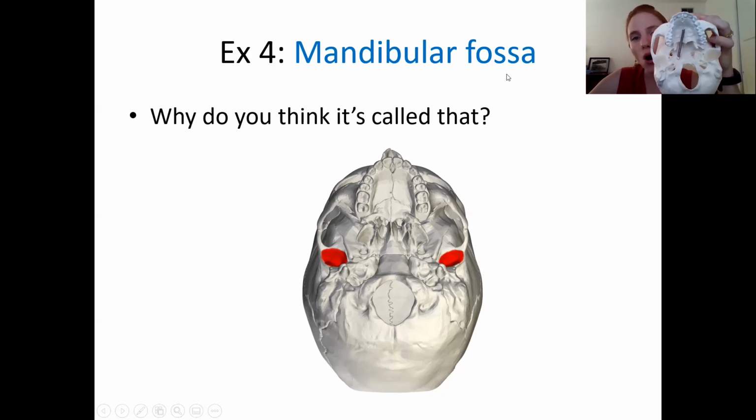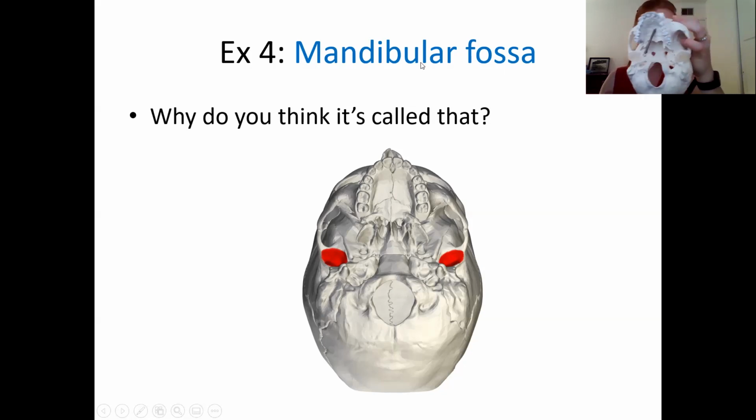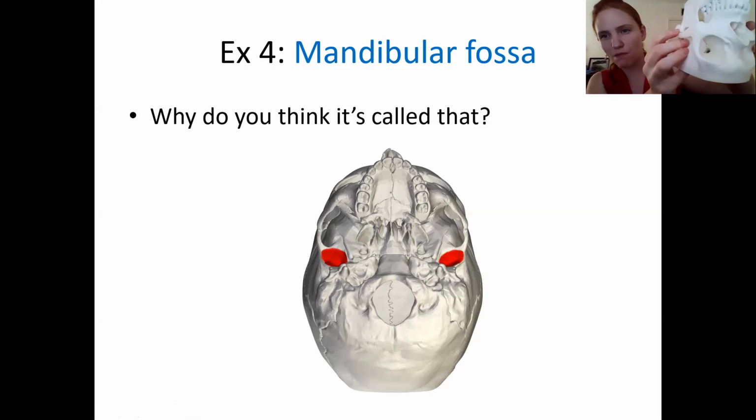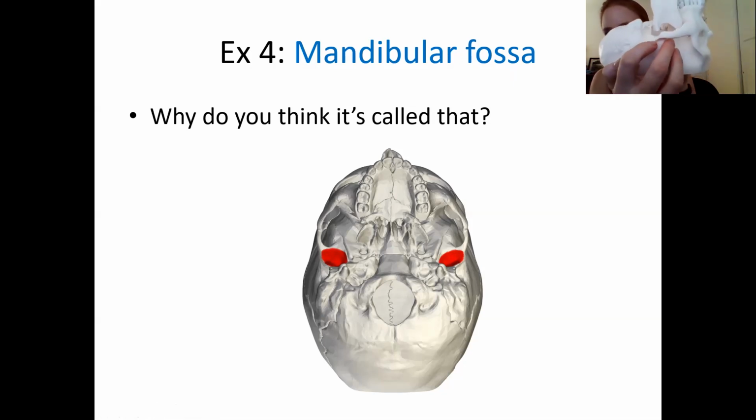Why do you think it's called the mandibular fossa? What do you think fits nice and neatly into that depression? Okay, the mandible. That's where the mandible fits nice and neatly into the mandibular fossa, and that's where that part of the name comes from.